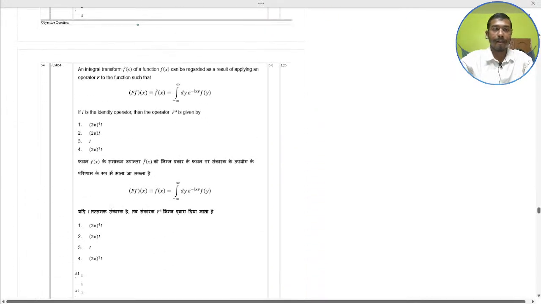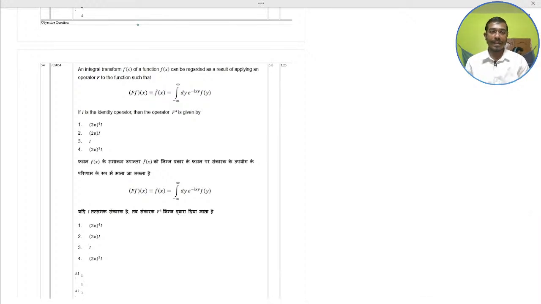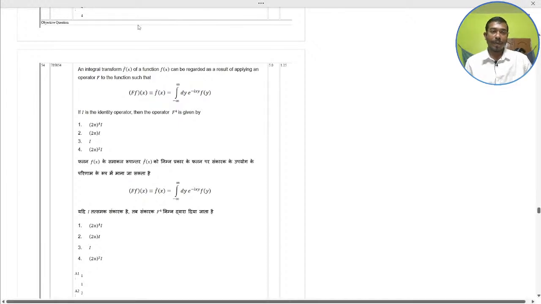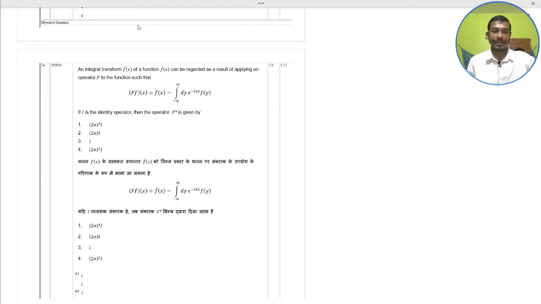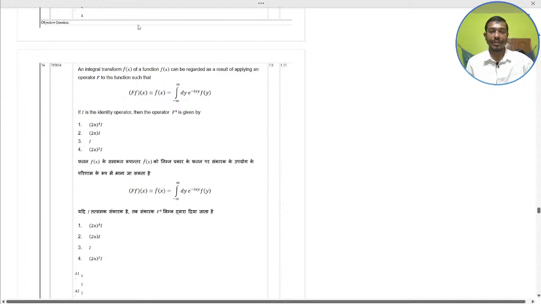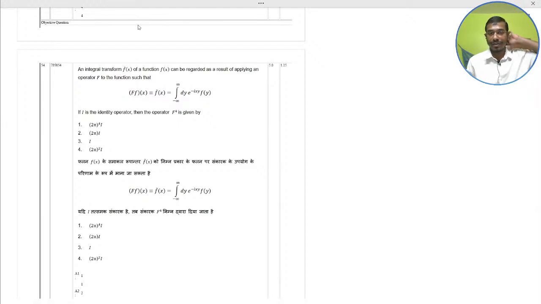Next, go ahead. An integral transform F of a function f(x) can be regarded as the result of applying the operator F to the function, such that F acting on f(x) is f dash x equal to integral from minus infinity to infinity dy exponential minus ixy f(y). If I is the identity operator, then the value of the operator F4 is what? Question number 54.